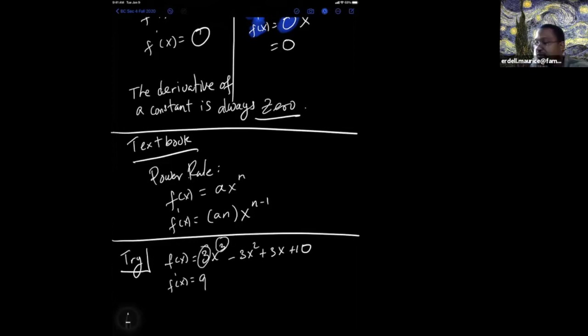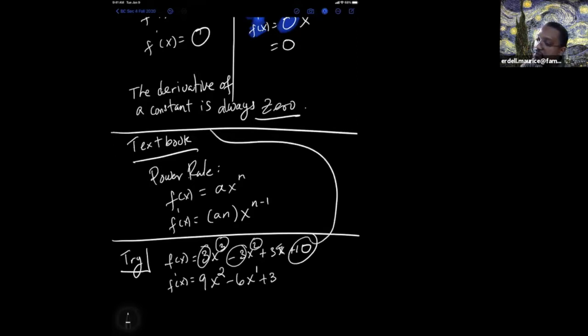You reduce the power by 1, so that's a 2. Negative 3 times 2 is negative 6, and then you reduce the power of x, that is 1. For the next one, 3x, we use the shortcut. If it's a 1x, you simply drop the x. You just drop the x, and that's right here. And then the last one, 10, that is a constant. The derivative of a constant is always 0. And so plus 0 is not right. You need to simplify. 3 plus 0 is just 3. And so the final answer is 9x squared minus 6x plus 3. Again, you don't need to put the power 1 right here.